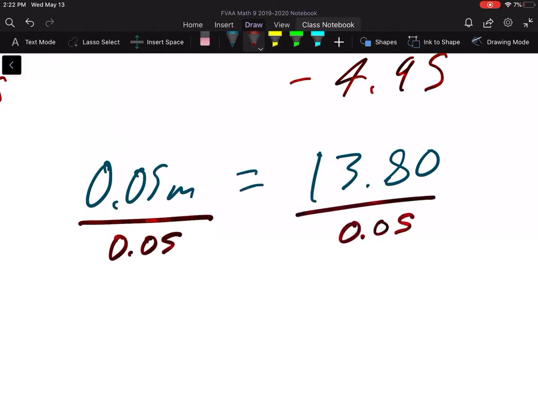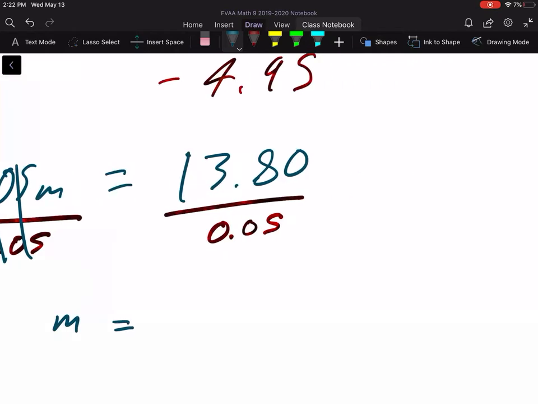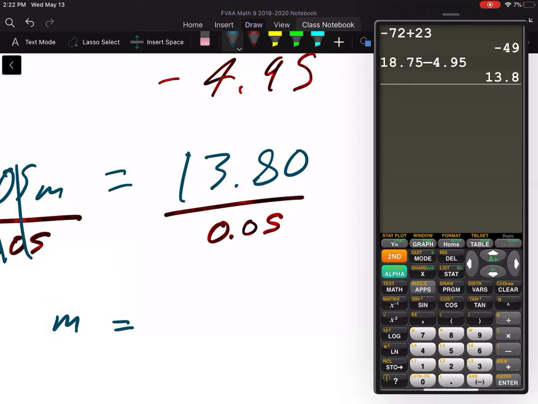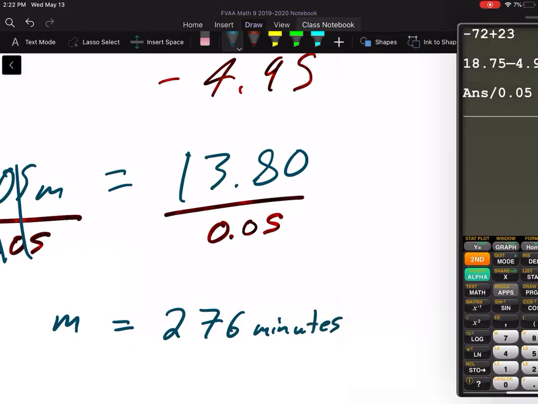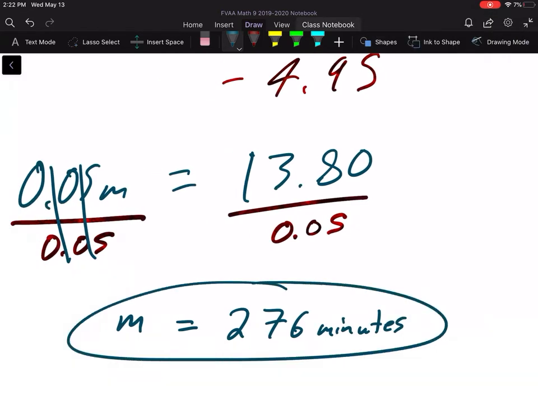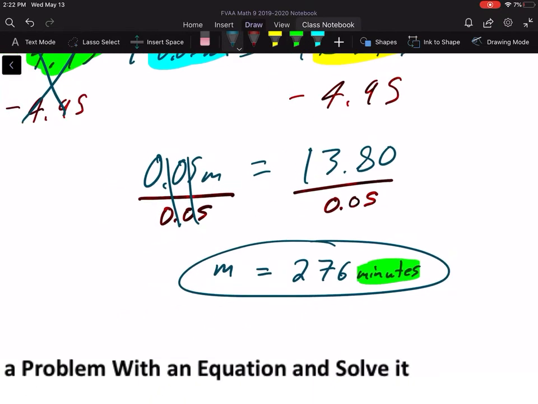All right, 0.05 over 0.05 is equal to 1. 1 times m is equal to m, so this effectively gets canceled out by opposite operations. I'm left with m. And then I divide the $13.80 by 0.05 dollars for every minute, which gives me 276 minutes. Okay, now with these questions, you want to include your units. It's not 276 orangutans or 276 kilometers an hour. It is minutes, and it needs to be clear in your answer.